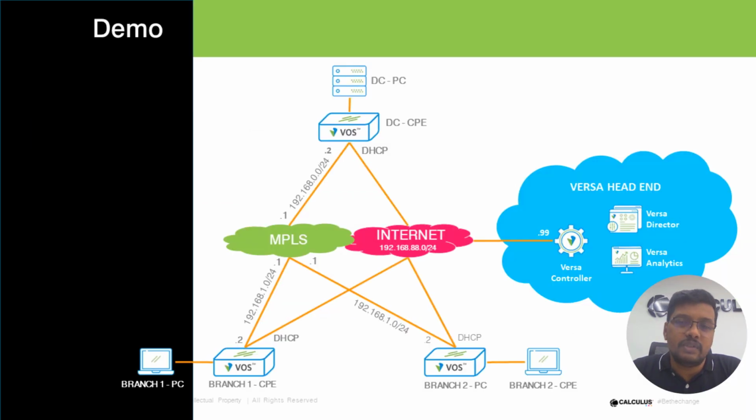Here is the topology which we will use for today's demo. This is a simple topology where we have a DC location with a standalone Versa CPE behind which there is a server. In both branches there is only one SD-WAN router with a user machine behind them. All the SD-WAN routers in the lab are connected to both MPLS and internet circuits, where the Versa headend is only reachable via the internet transport. All the SD-WAN edge routers will establish a secure control channel to the Versa headend via the internet path, whereas the MPLS path will only be used for data plane communication.